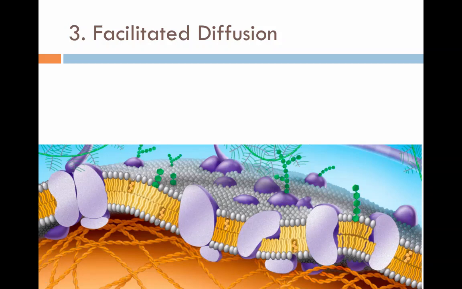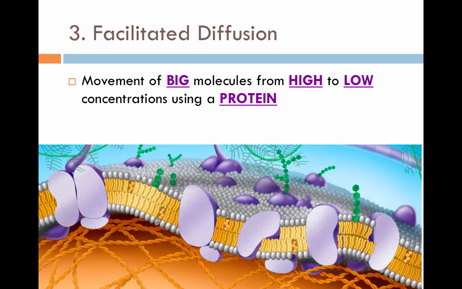Another way molecules can move through the plasma membrane is called facilitated diffusion. Facilitated diffusion is when big molecules move from a high concentration to a low concentration, but because they are so big, they can't fit through the plasma membrane, so they have to go through a protein.